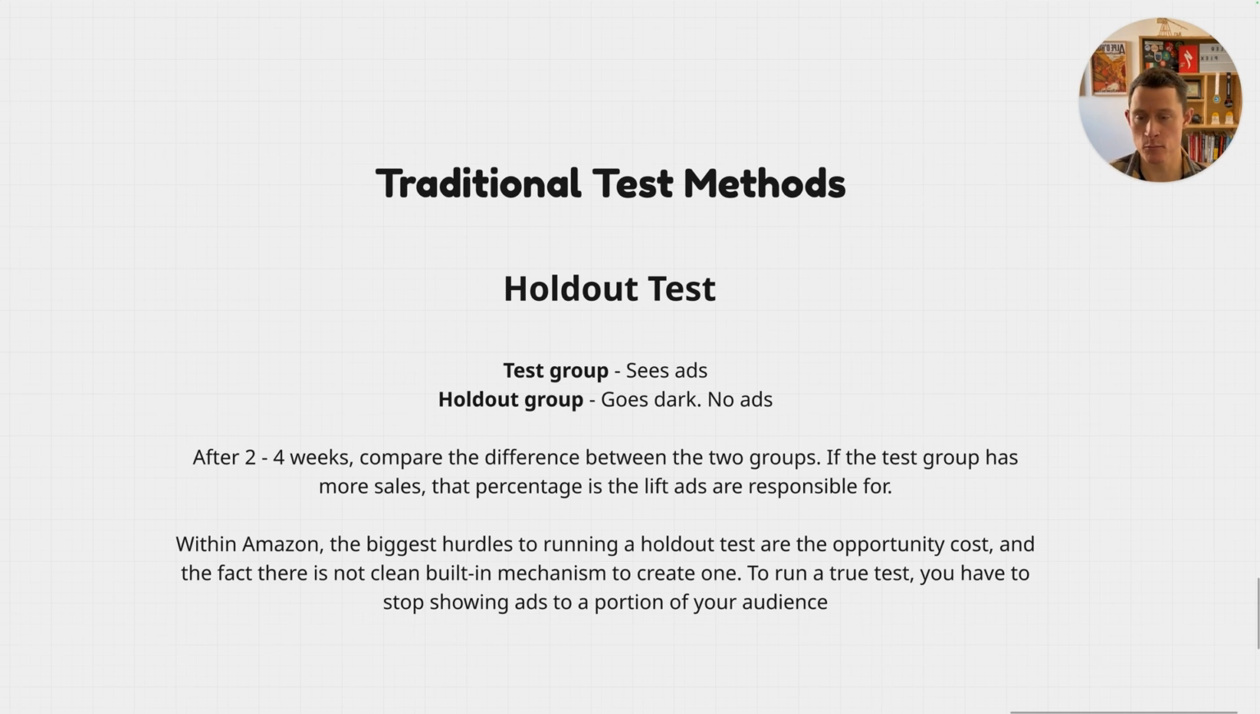So if the test group has more sales, that percentage lift difference between those 2 is what the ads are responsible for. Within Amazon, the biggest hurdle to running this is there's really no inbuilt simple facility to say, I would like to run a holdout test. And there's also the notion of opportunity cost, where if I'm not running ads, I'm not making sales, I'm not helping the BSR, I'm not helping the rank of my product for particular keywords or categories or against certain competitors. So to run a true test, you really need to have ads stop showing on a portion of your audience. And this is quite hard to manage with Amazon. It's easier to do on other platforms, but this is the gold standard in terms of incrementality testing.